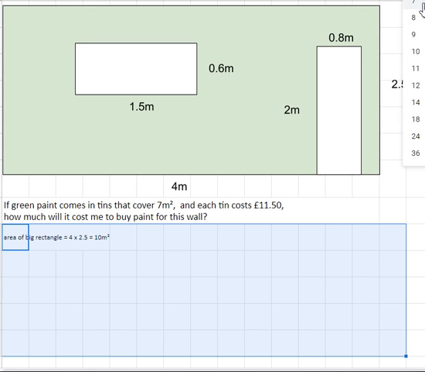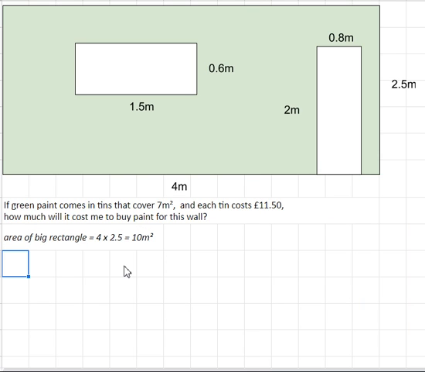Now, what am I going to do next? Well, I don't want to paint all of that. I don't want to paint the door for some reason, and I don't want to paint the window. That's kind of obvious. So let's work out now the area of those things I don't want to paint. Area of the door, what's that going to be? 0.8 times by 2, which is going to be 1.6 meters squared.